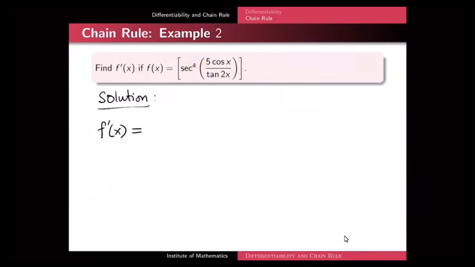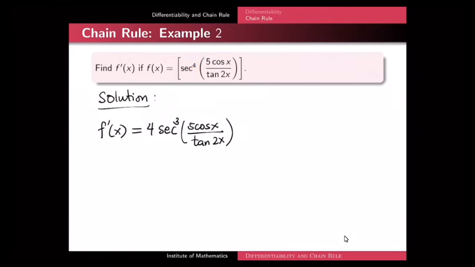Okay, so first we get the derivative of something that is raised to 4. So how do you get the derivative of that? So that is simply 4 times this raised to 3. Okay? So simply copy secant of 5 cosine x over tangent 2x and raise this to 3. Okay? So we're done getting the derivative of this power.